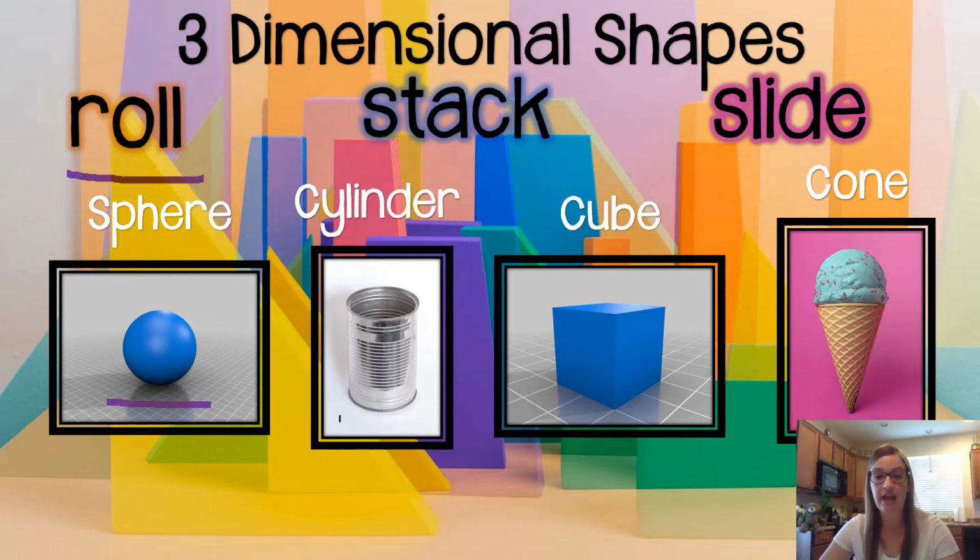This is called a cylinder. What can a cylinder do? What's its characteristic? Right, it can roll, it can stack, and it can slide. Our next 3D shape is a cube. And a cube can, do you remember? You're right, it can stack and it can slide.